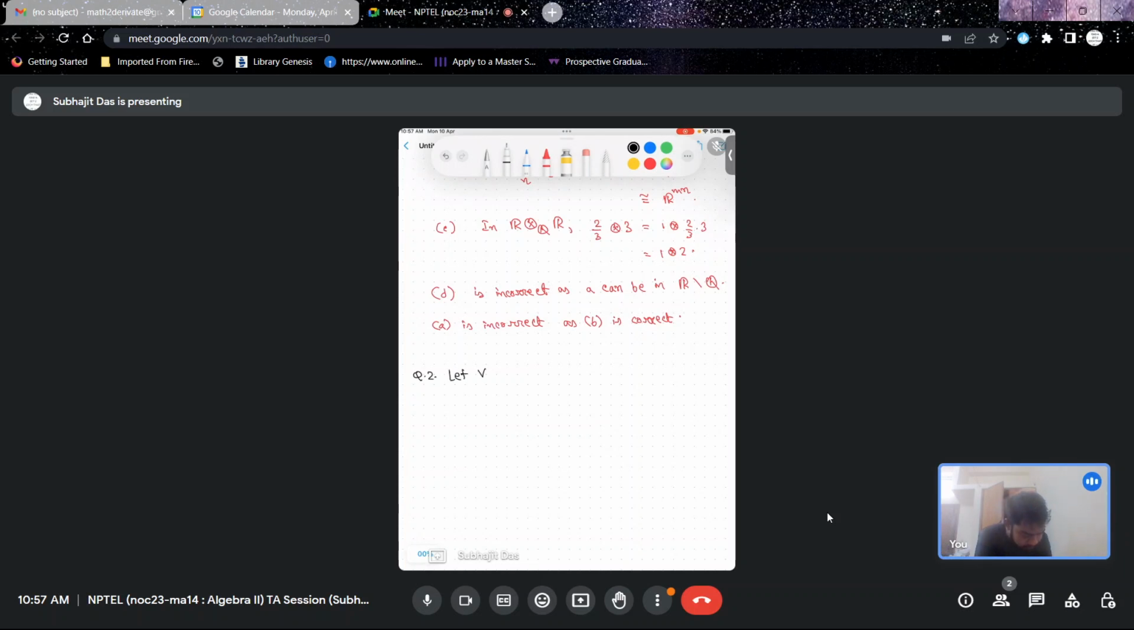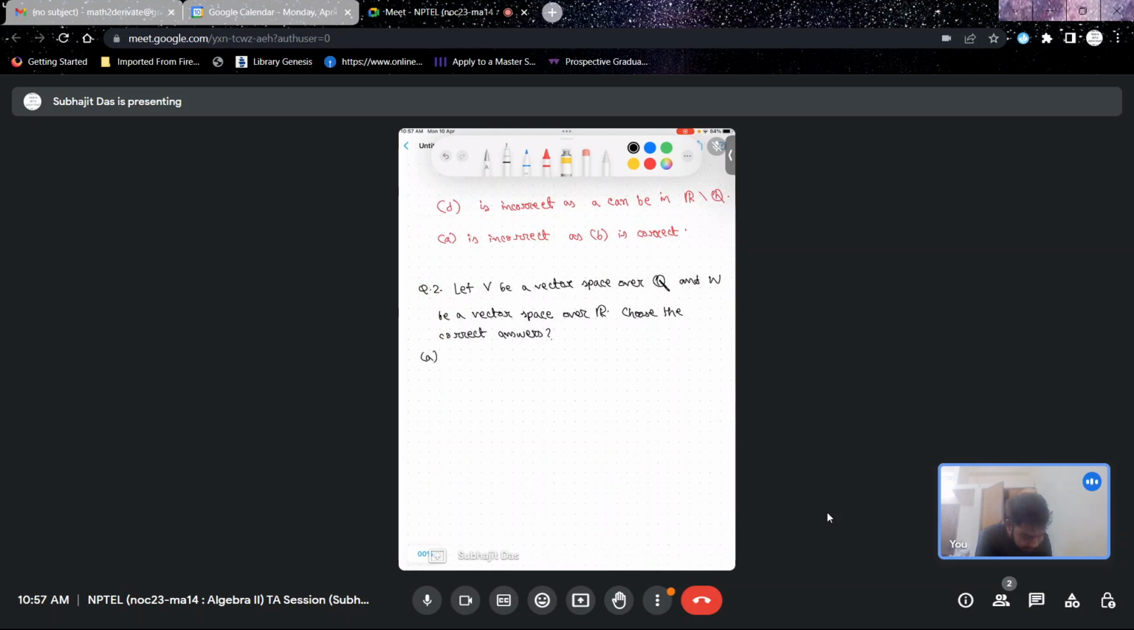So let V be a vector space over the rational numbers and W be a vector space over the real numbers. Then you need to choose the correct ones. Option A is saying that V tensored over Q with R. Note that V is a vector space over Q, R is a vector space over Q. You can take the tensor product. So this is an R module.